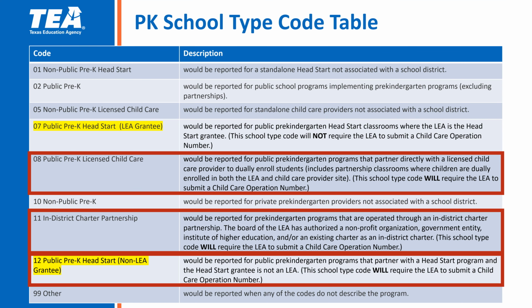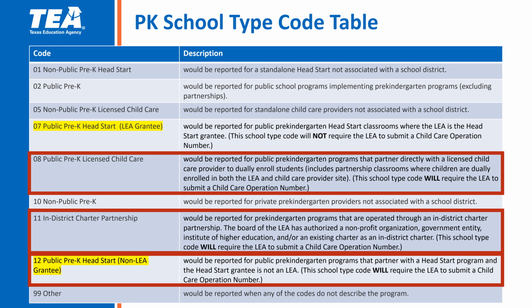Pre-K school type code is reported at the course classroom level, and new for the 23-24 school year, this code table has been updated to indicate those LEAs either partnering with an outside Head Start grantee or those LEAs who manage a Head Start program as the grantee. For this table, Code 07 has been updated and Code 12 was created.